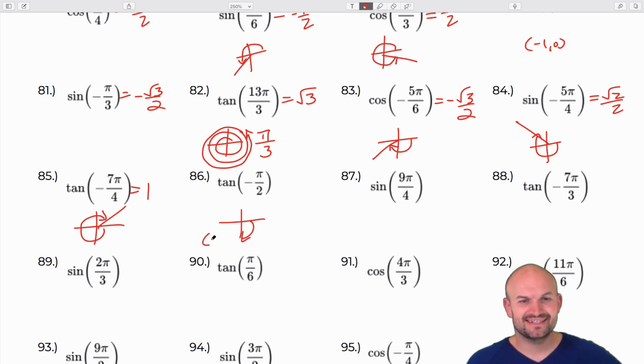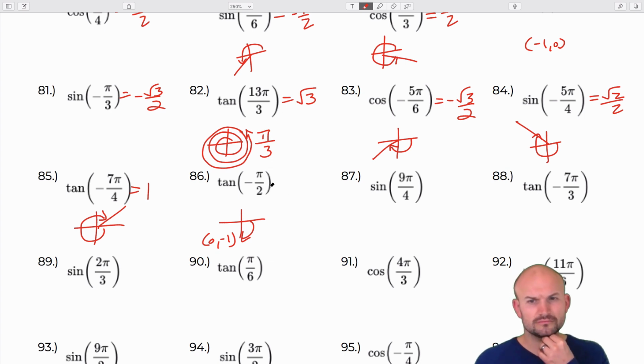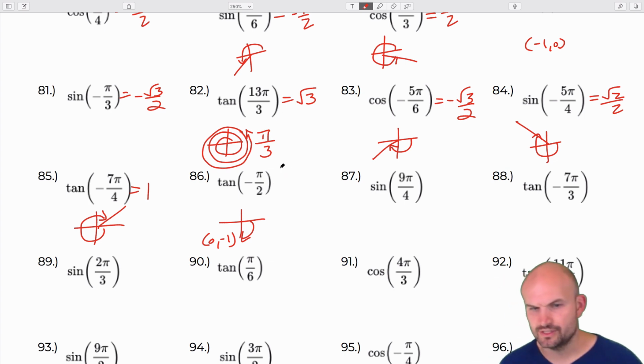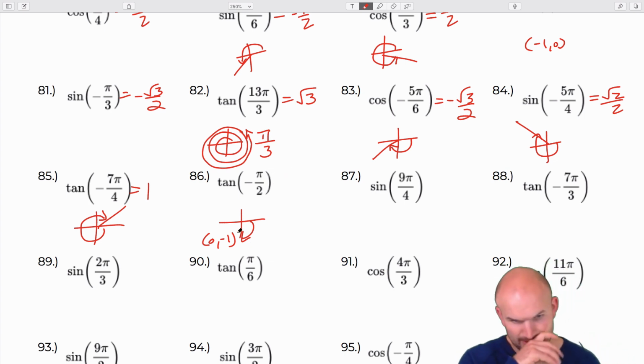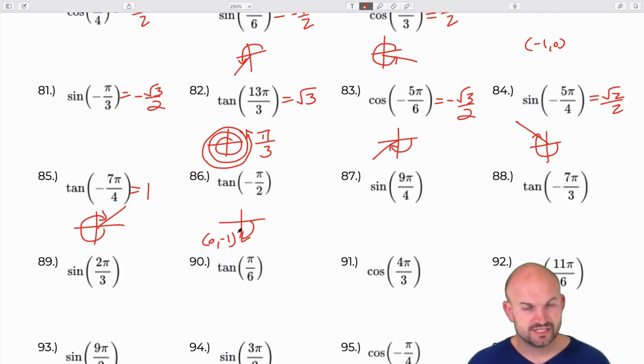Negative pi halves, 0 comma negative 1. Tangent of negative 1 over 0. Tangent negative 1 over 0 is going to be y over x, which is undefined.